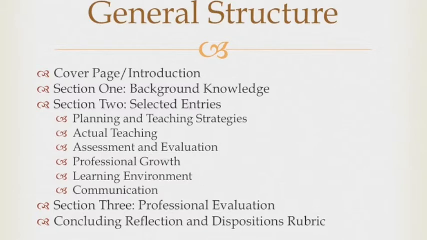Okay, looking at the general structure of the portfolio, your portfolio is separated into essentially 5 different parts. The first part is cover page and introduction. The next part is section 1, which is the background knowledge. Section 2 is selected entries, and this is where you get to some very specific documentation about a specific pedagogical documentation of teaching strategies, actual teaching materials, etc. And then the third section, section 3, is professional evaluation, and at the very end you have your concluding reflection and then the dispositions rubric. That's the big overarching picture of what the portfolio looks like.